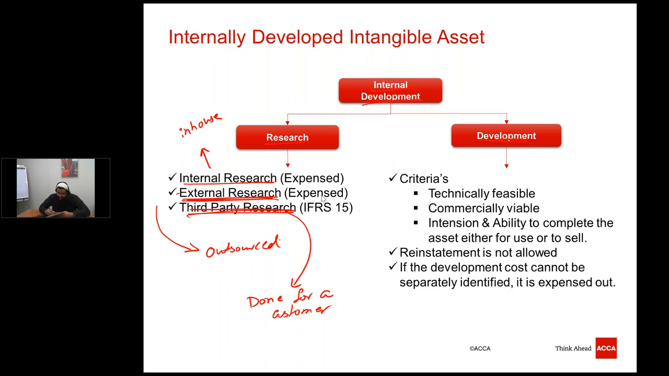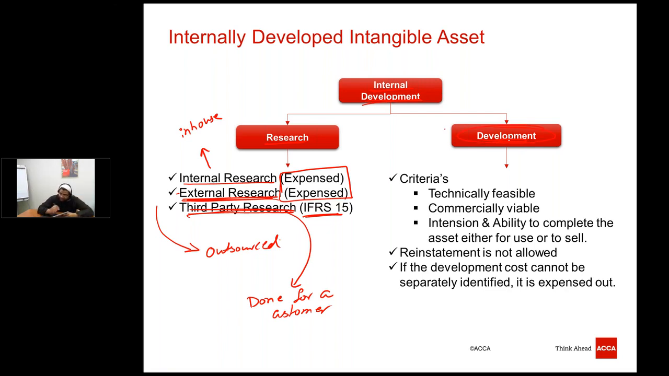Okay, so the third party research is actually a revenue for me. I would be charging the third party for doing the research. And the internal and external research will actually be expensed out. So now there are a total of 4 types of research: internal, external, third party, and purchased. Internal, external are expensed, third party is revenue, purchase is an asset.